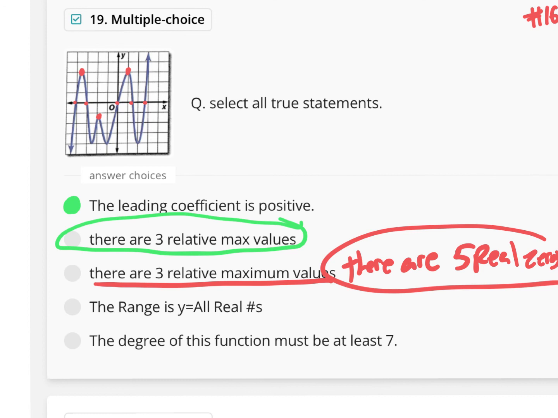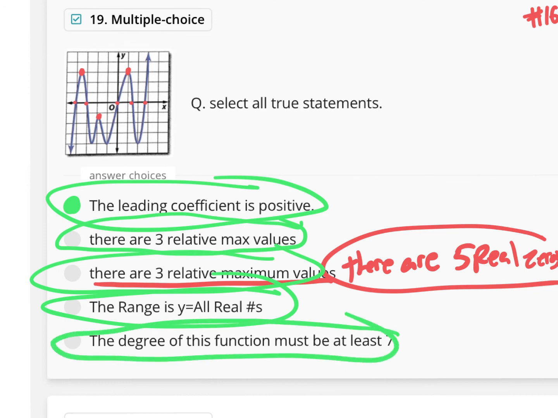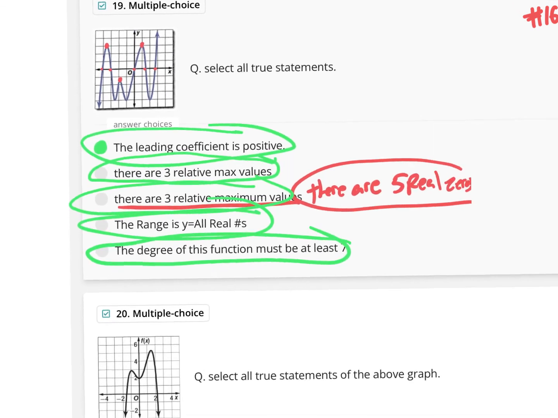What about the next one? The next one says the range is y equals all real numbers. It really does go down forever and up forever. So yes, the range is y equals all real numbers. So far, every single one of these has been right. How about that last one? The degree of this function must be at least 7. Yes, it is, right? Up, that's 1, 2, 3, 4, 5, 6, 7. 7 directions that it went, so it is at least 7. So every single one of those were absolutely true. You would select all of them and then submit.